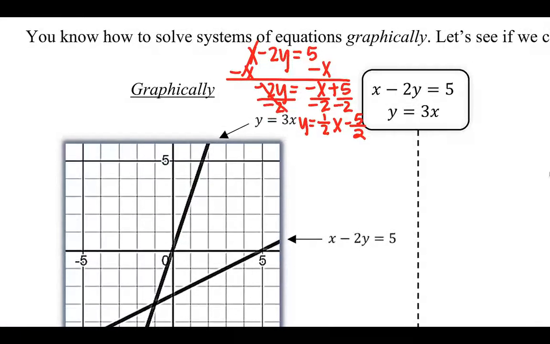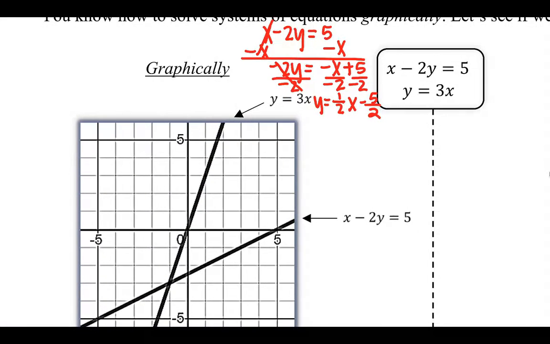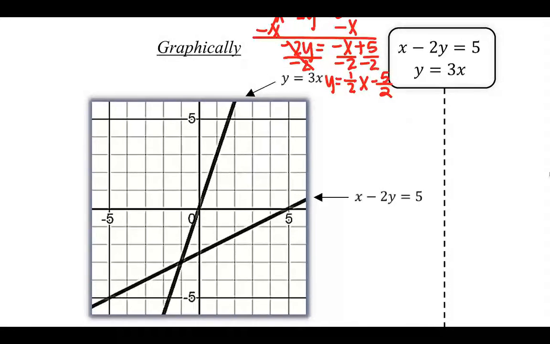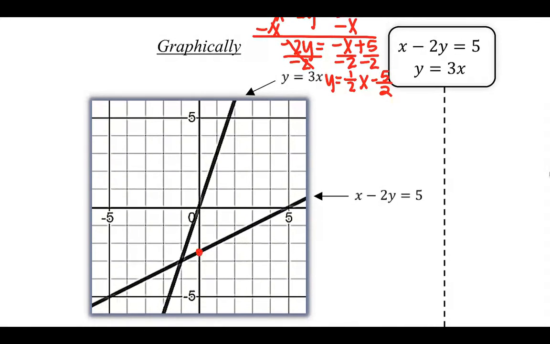And you're going to graph them. The first one, I'm starting at negative 5/2, which is right here. They did it for us. And then I'm going up 1/2, up 1/2, getting that graph. Then I've got the other one, y equals 3x. There's no beginning, so it's at 0. And I'm going up 3 over 1, up 3 over 1, to get that slope.